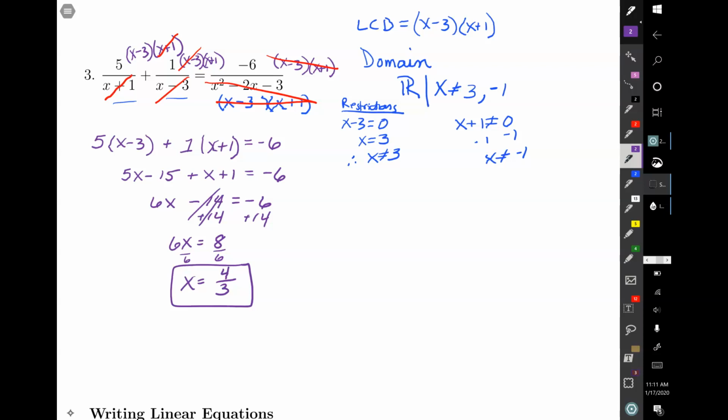And then I want to just check against the restrictions. So since my domain is all real numbers such that x is not equal to 3 or -1, I'm good. So that answer is just fine. So that's the end of part 1 of this video set.